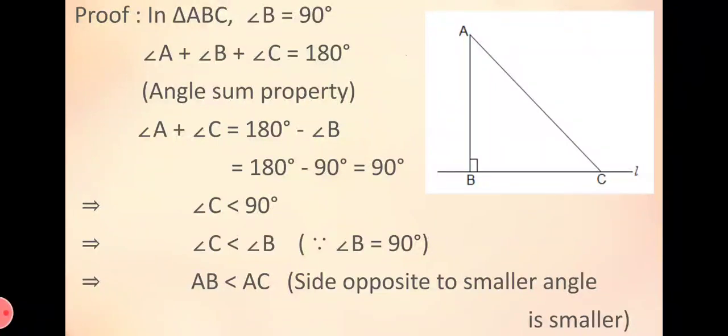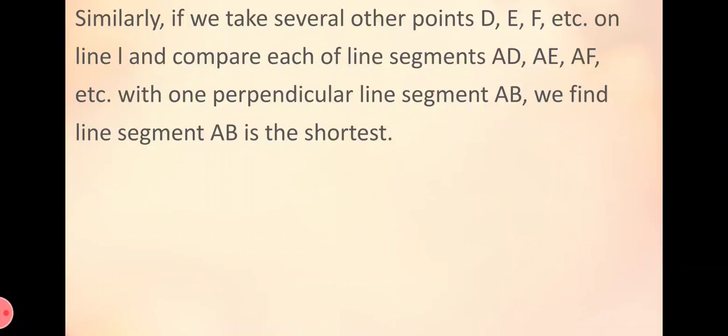This is, we have selected only one point on the given line. We can also select several other points, and we can prove that AB, that is perpendicular line segment, is the shortest line segment. Similarly, if we take several other points D, E, F, etc. on line L and compare each of the line segments, that is, we will get line AD, line AE, line AF, etc. with one perpendicular line segment AB, we find line segment AB is the shortest. Let's understand this with figure.